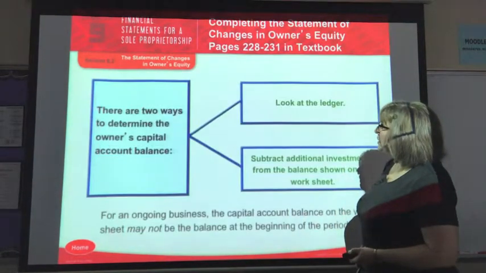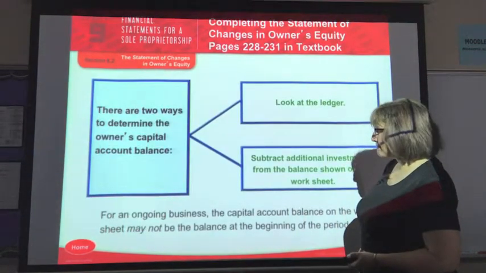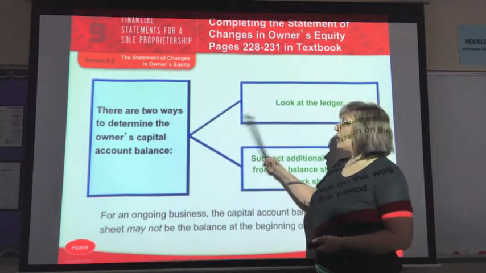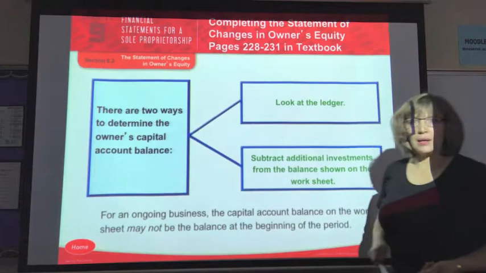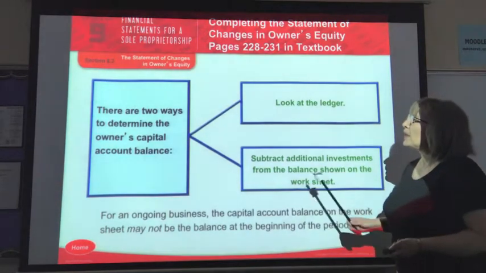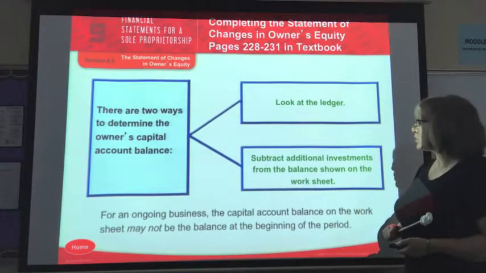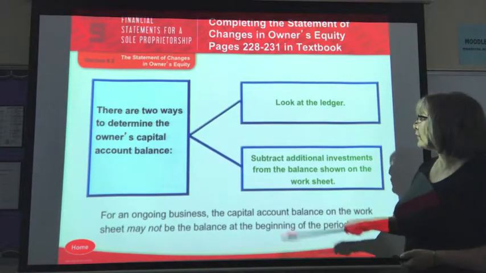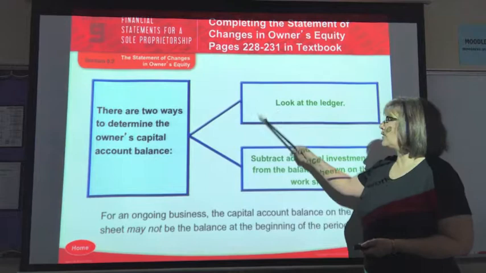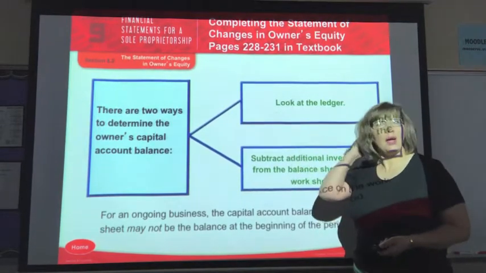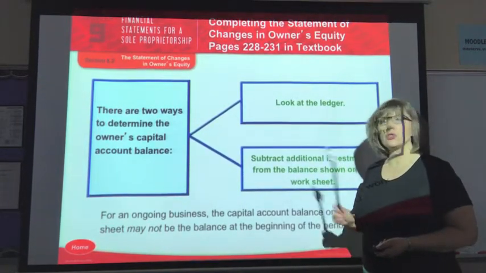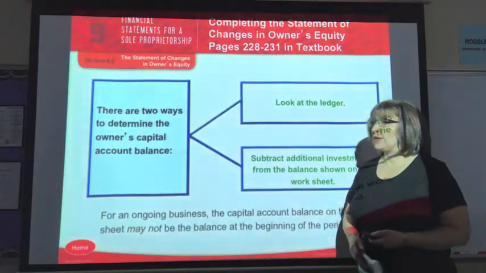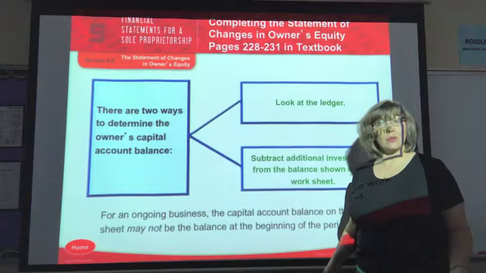So let's take a look here. We first need to know the owner's beginning balance, and I'm going to come back to this later, but there are two ways to determine the owner's capital account balance. The first way is to just simply look at the ledger. If you have the ledger available to you, you just go back to the capital account and you find out what the balance was at the beginning.